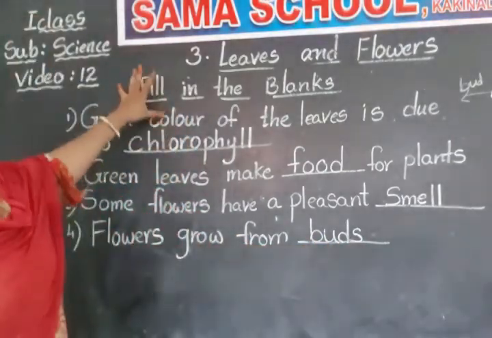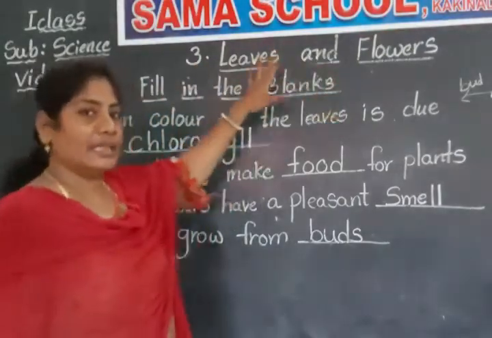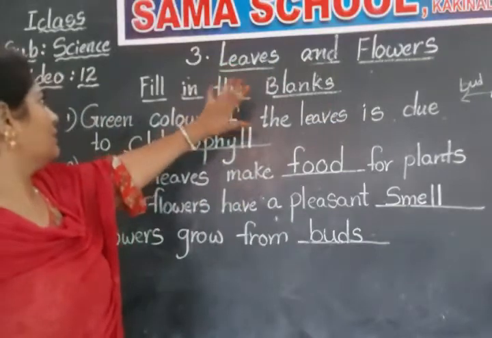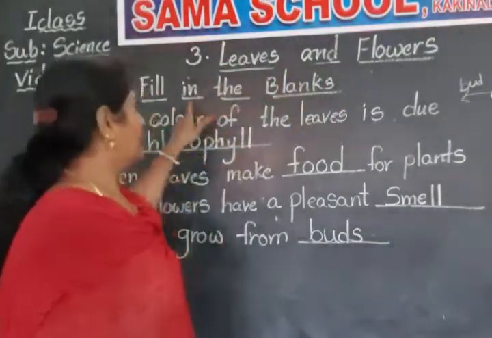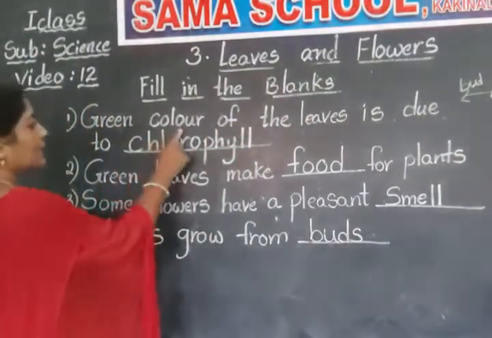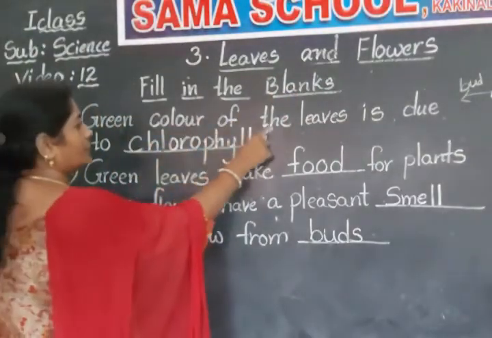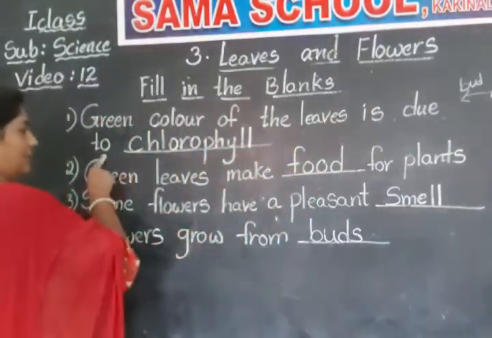Okay. Now I am going to explain the third lesson, leaves and flowers. Fill in the blanks. Fill in the blanks. Okay. Green color of the leaves is due to dash.